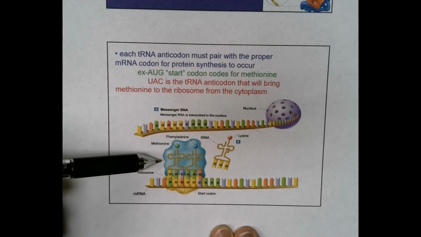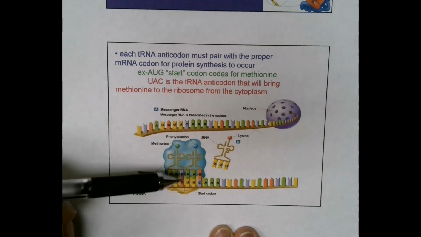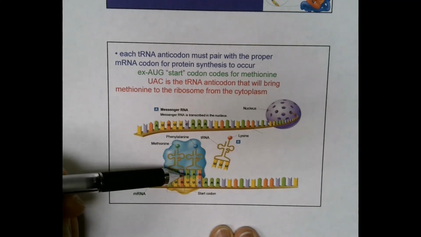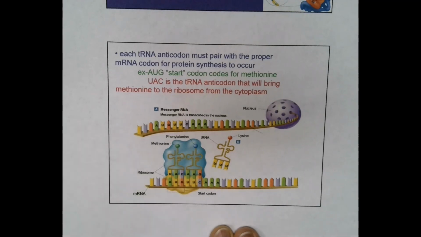So the tRNA anticodon that always brings methionine to the ribosome is going to be UAC. The tRNA that always brings phenylalanine to the ribosome is going to be AAG, okay? If these are your codons, right? And then we have AAA next as a codon. Notice UUU is the tRNA bringing the lysine in, right?